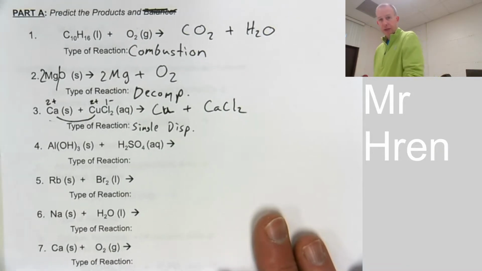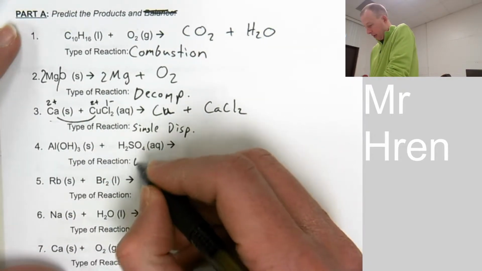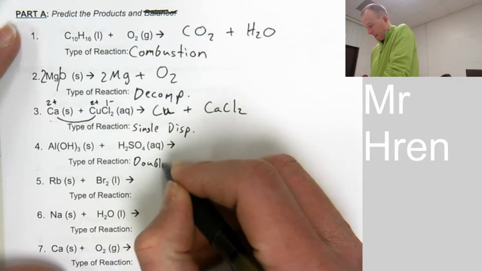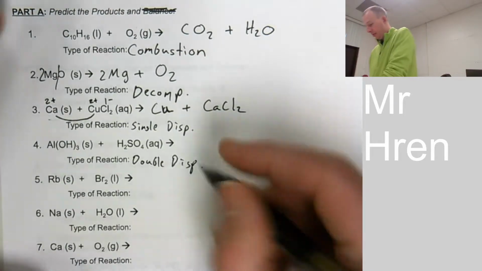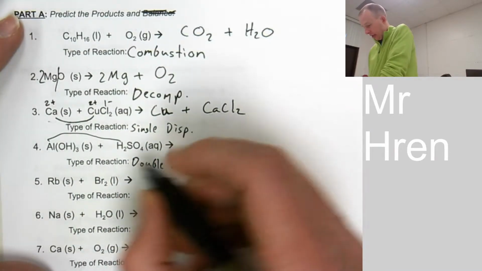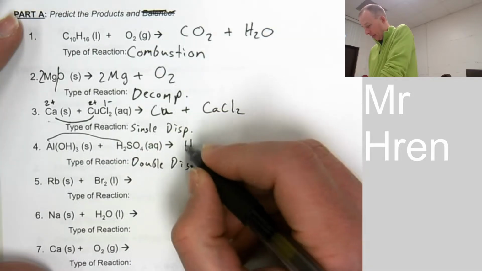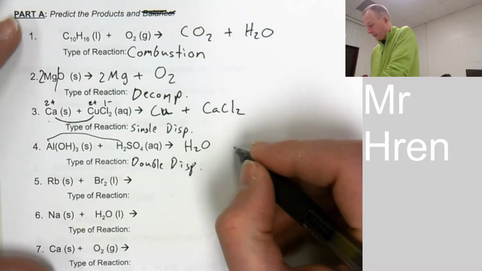Next, we have a double displacement reaction here. I know this is double displacement because we have two compounds, and the only thing it could be is double displacement. So you're going to switch the positive charges, so in this case, you're going to have H and OH combined. When you have H plus OH, just rewrite it as water. Water is always going to be a liquid phase.